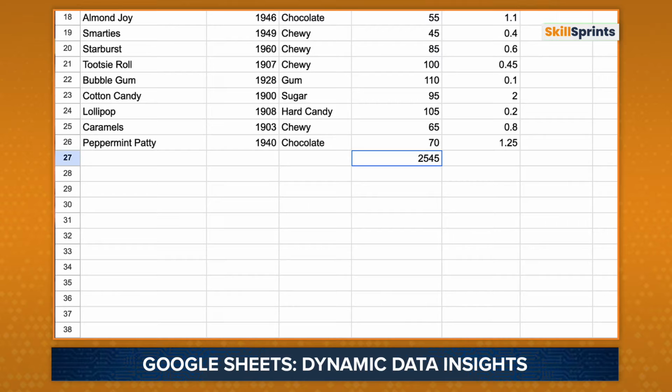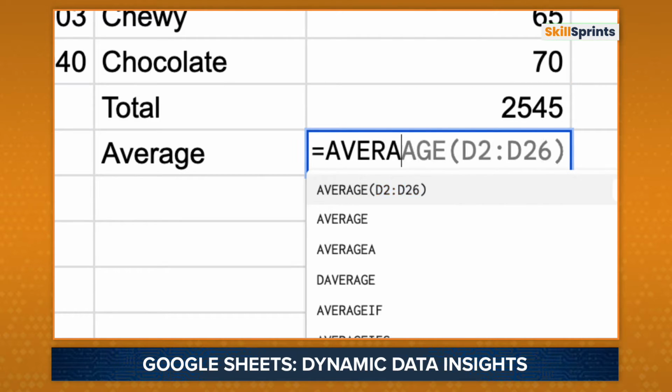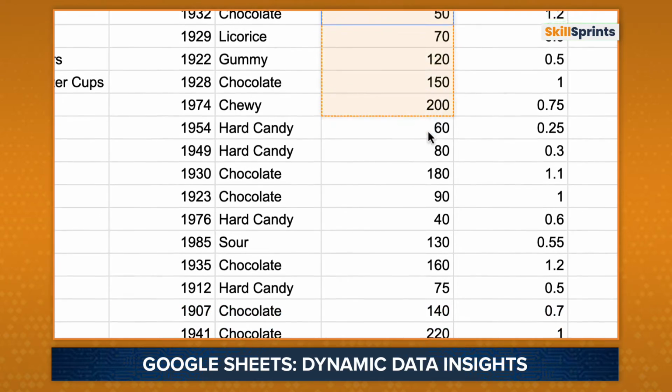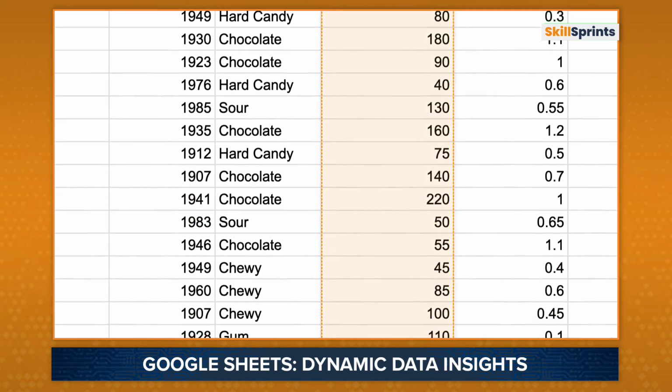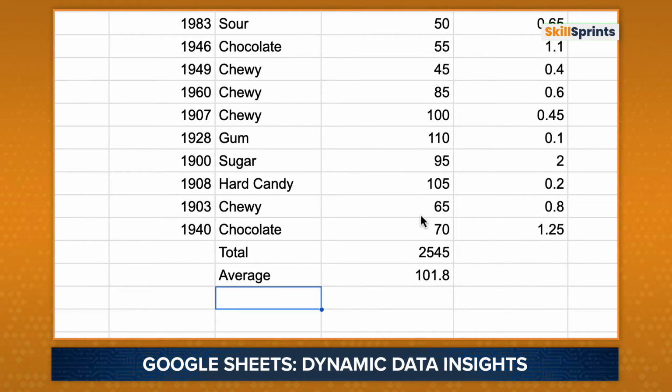There are other basic formulas or functions we may want to use. For example, we may want, in addition to the total of units sold, the average units sold. Here, we can use the average function. So equal average, and again, D2 through D26. I can select by hand by dragging over the range of cells that I want to average and then pressing enter. So our average is 101.8.